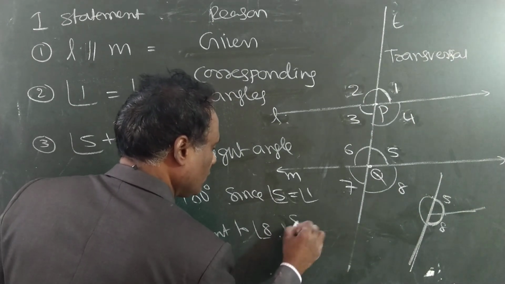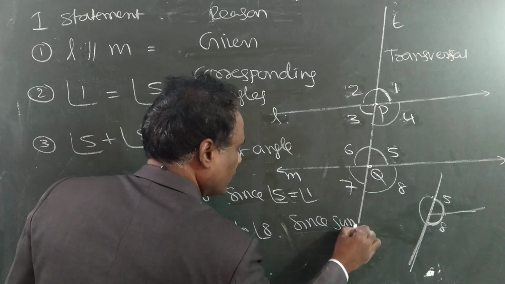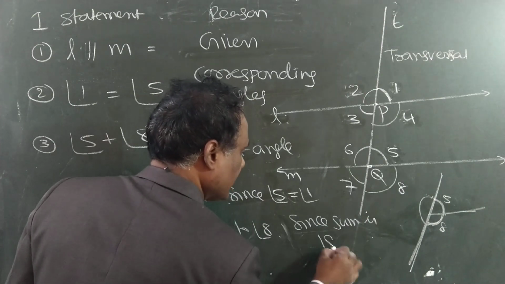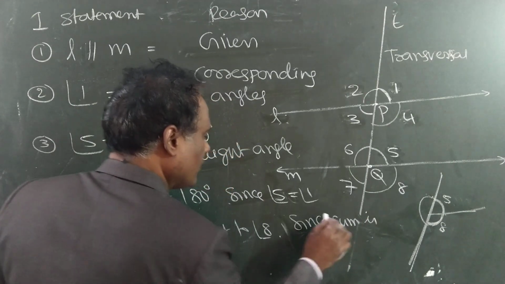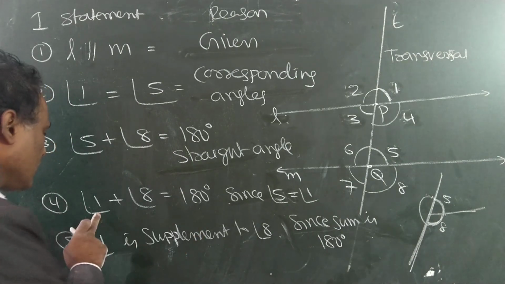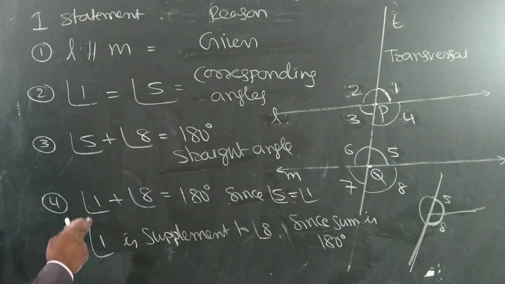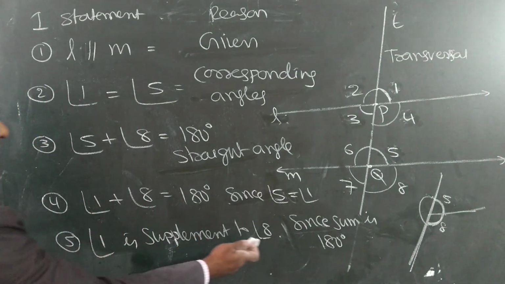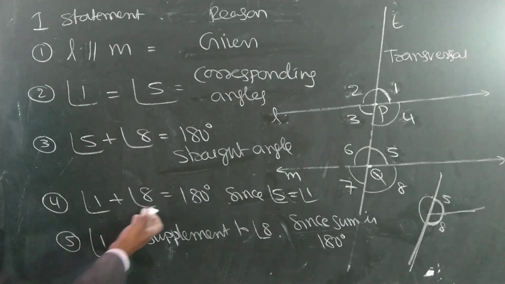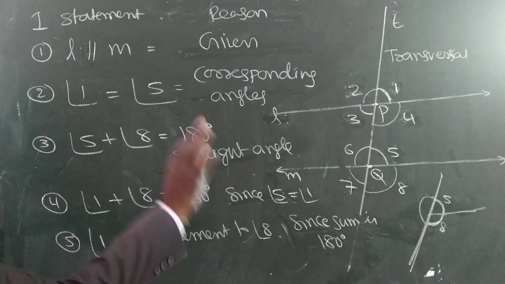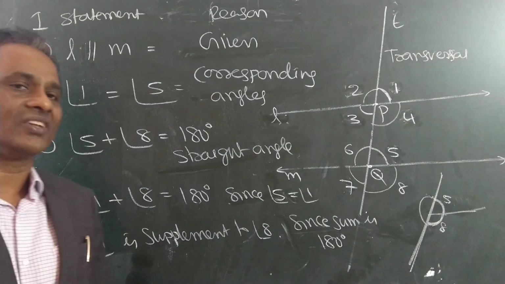Reason: since the sum is 180 degrees. Whenever the sum is 180 degrees, we can say this is supplement to this, this is supplement to this. Same is written. 1 is supplement to 8. Why? Because the sum is 180. That's all. So the first question is over, students.